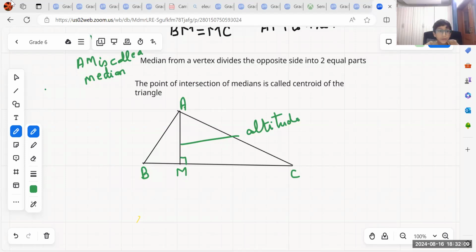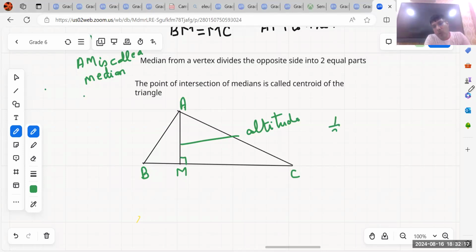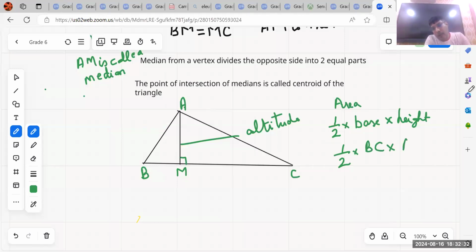Tell me the formula. Sir, 1/2 base into height. Yes, sir. It's 1/2 into base into height. The base is your BC. So in this case, if you want to find the area of this triangle, you will do half times BC times AM, meaning the length of BC multiplied by the length of AM multiplied by 1/2. That's how you can find the area.